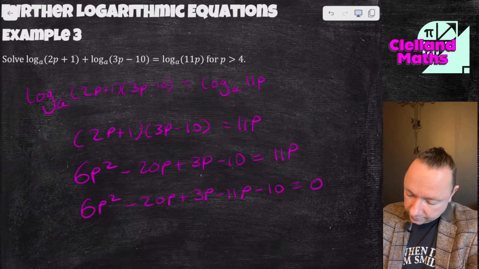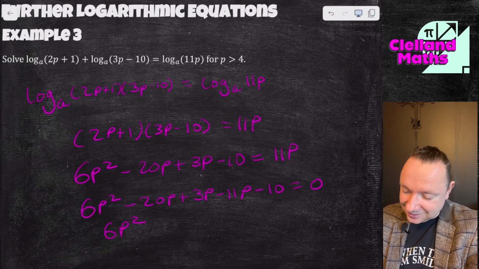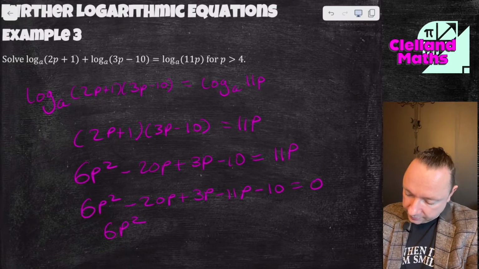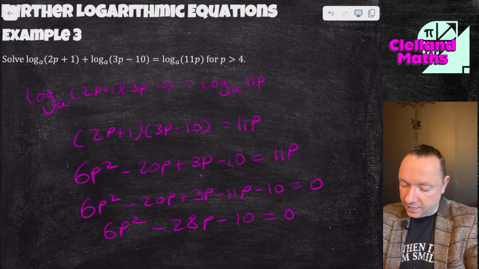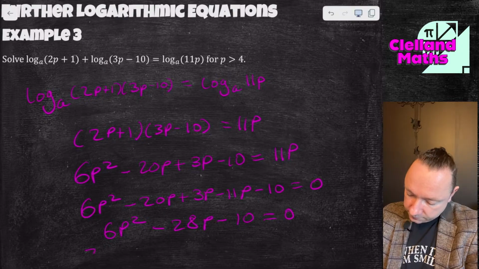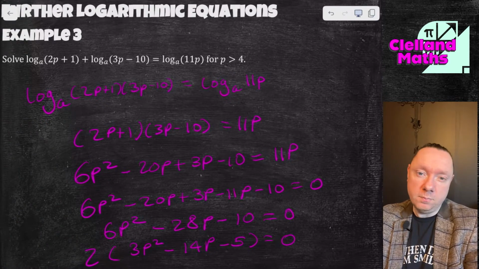So now I need to get it in p squared, p, and number. So I've got minus 20, plus 3 is minus 17. Minus 17 minus 11 is minus 28p. Minus 10. Now luckily there's a common factor, because 6 is a nasty number. Common factor is 2, I think. 3p squared minus 14p minus 5 equals 0. And then it's quadratic formula, or hopefully double brackets.